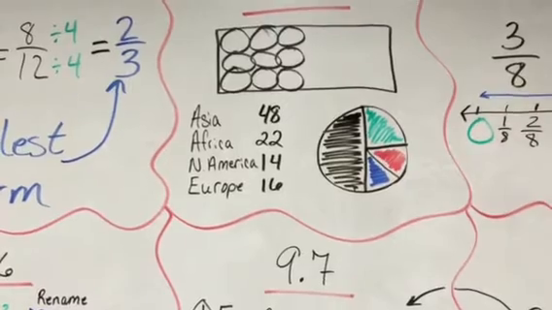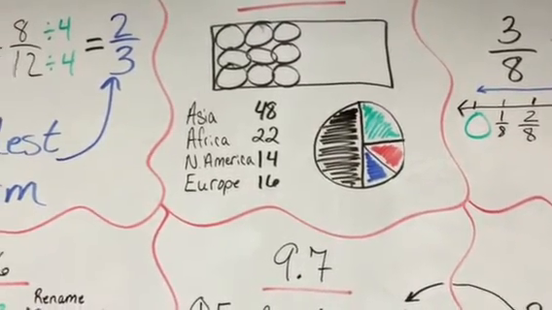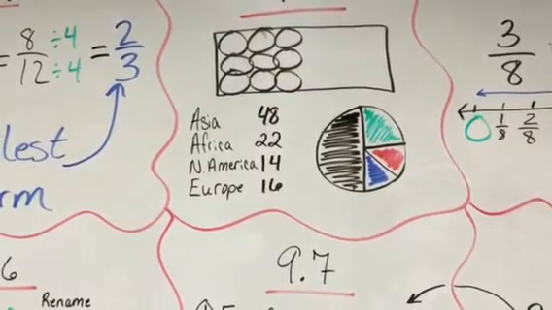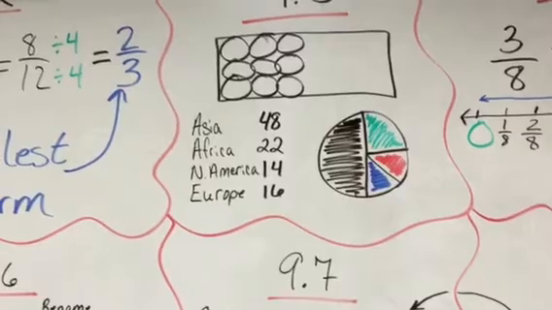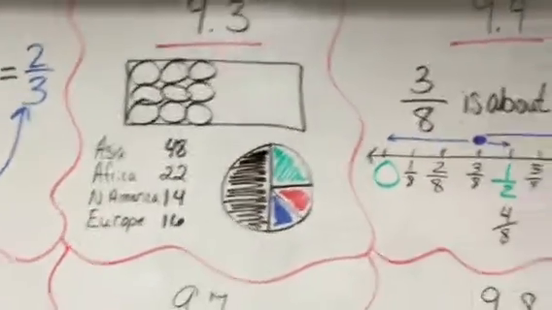Africa is 22, and we know 25 would be a quarter. So I shaded in about a quarter of the graph to be green, and then so on with red and blue. Not so hard. Let's move on to 9.4.